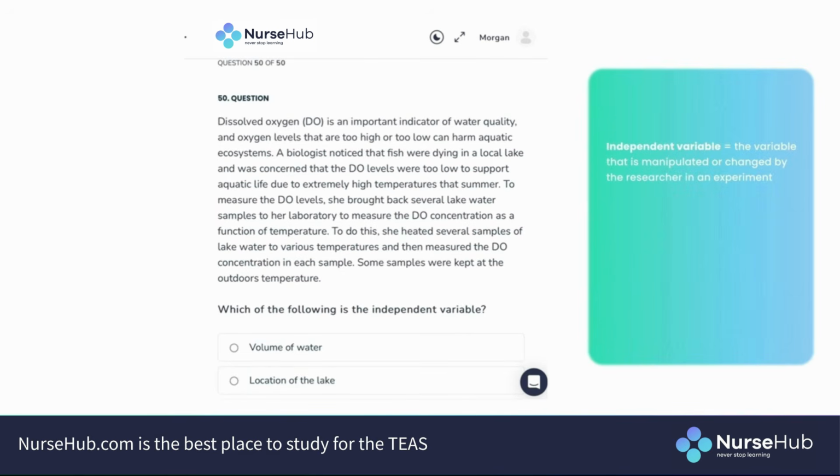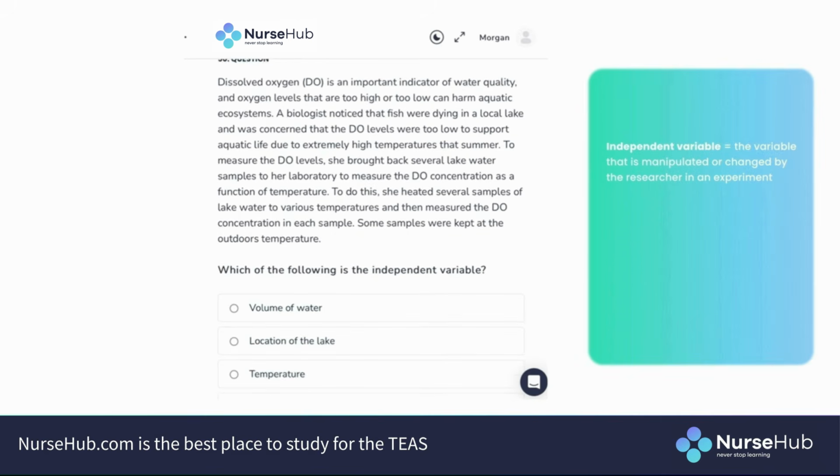Question 50 says, dissolved oxygen, or DO, is an important indicator of water quality, and oxygen levels that are too high or too low can cause harm to aquatic ecosystems. A biologist noticed that fish were dying in a local lake and was concerned that the DO levels were too low to support aquatic life due to extremely high temperatures that summer. To measure the DO levels, she brought back several lake water samples to her laboratory to measure the DO concentration as a function of temperature. To do this, she heated several samples of lake water to various temperatures and then measured the DO concentration in each sample. Some samples were kept at the outdoors temperature.